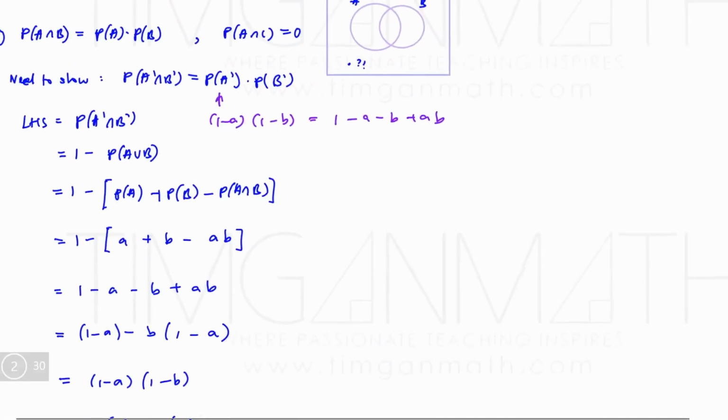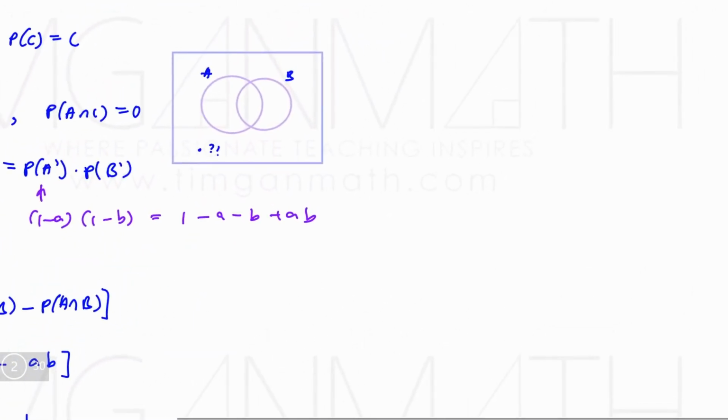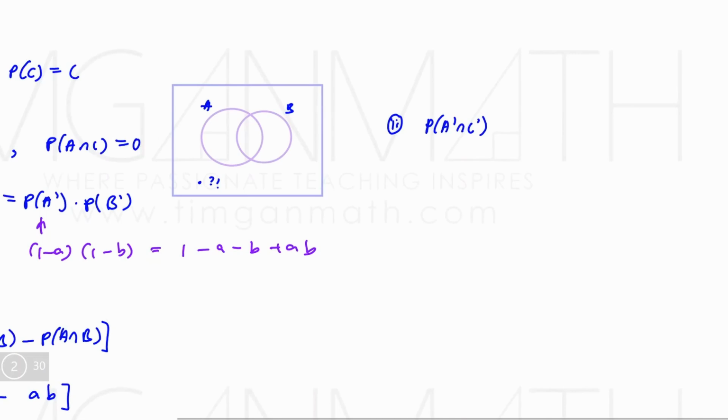For the second part, find the expression for P(A prime intersect C). Since they are mutually exclusive, it's not too bad. Mutually exclusive is just A and C. A prime intersect C, so it's just outside here. So this is just 1 minus A minus C. That's all, from the Venn diagram.